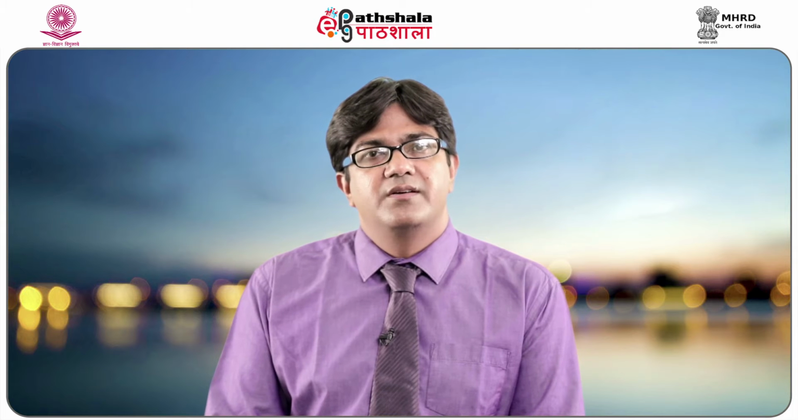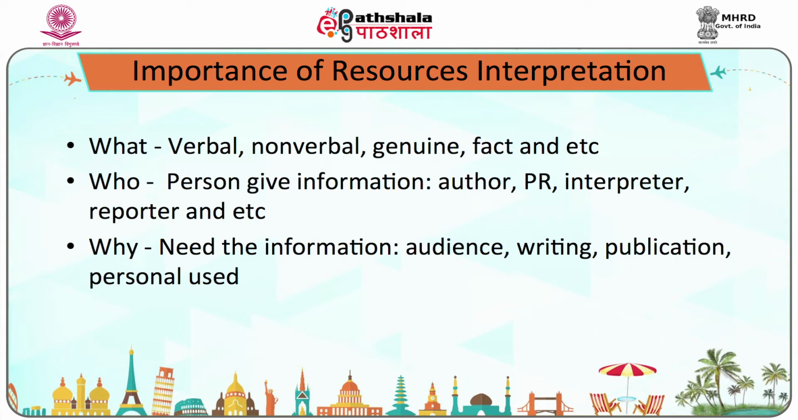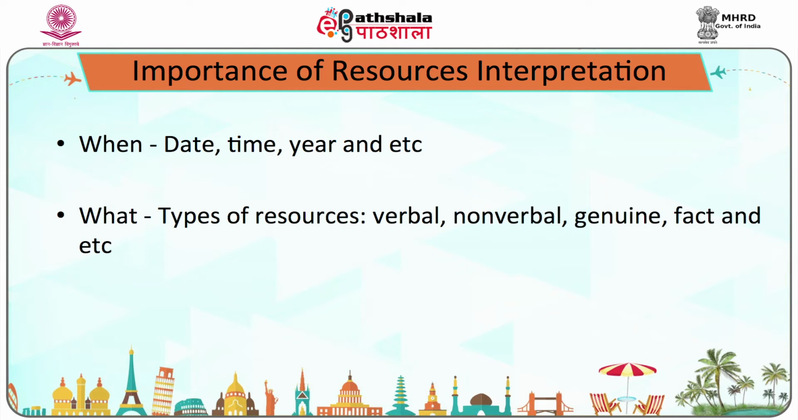We will talk on 7W. The first W is what. Interpretation could be verbal, non-verbal, genuine, fact, etc. The second W is who. Person who gives information, probably author, PR, interpreter, reporter, etc. The third W is why. Why we need the information: audience, writing, publication, personal use. The fourth W is when. Date, it could be time, year, etc.